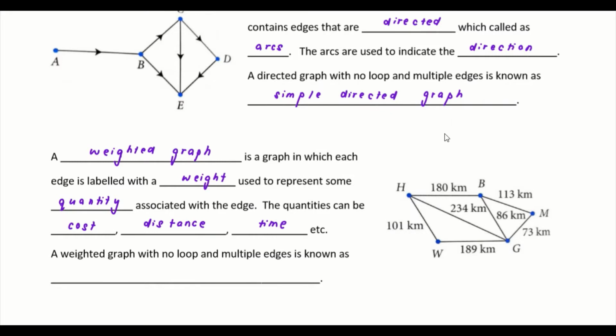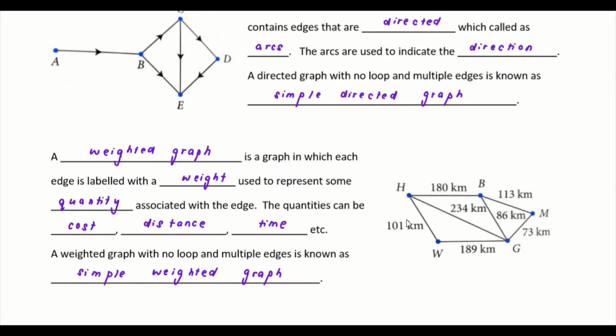Stuff like that. So a weighted graph with no loop and multiple edges will be called a simple weighted graph. I hope these two sentences give you an idea of what I mean when I say that a simple graph is not directed and is not weighted. Because if it's a simple graph that is directed, it will be called simple directed. If it's simple and weighted, then it will be called simple weighted. Okay, so that's the idea of it.